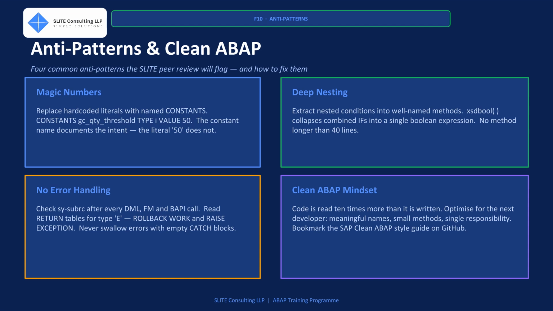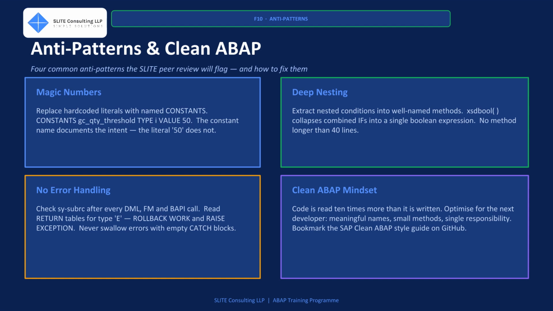No error handling. Calling a BAPI and not checking the return table is one of the most dangerous patterns in ABAP. A failed BAPI call with an empty return check looks like a success. Always read the return table for type E entries after any BAPI call. And always roll back work and raise an exception if an error is found.